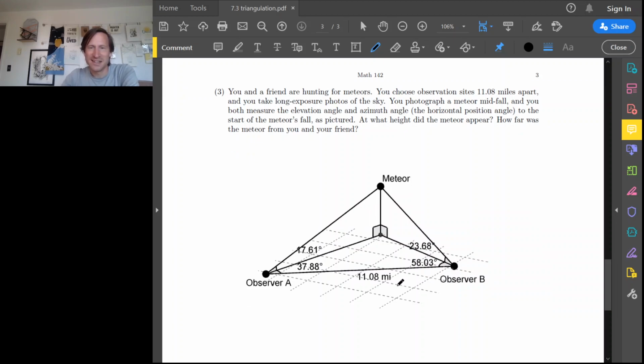So let's look at this situation. We have 2 observers. They've carefully set up their observing stations so that they're 11.08 miles apart.